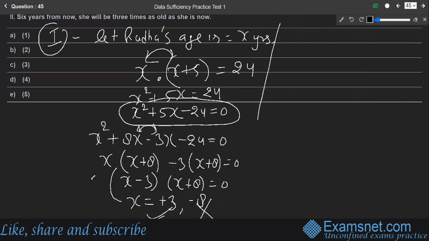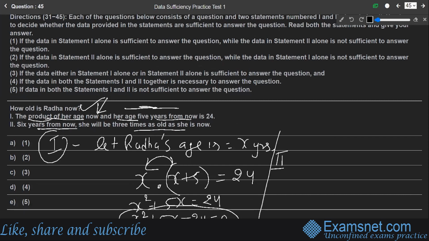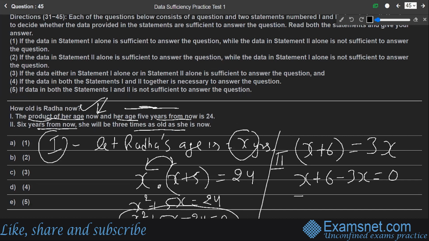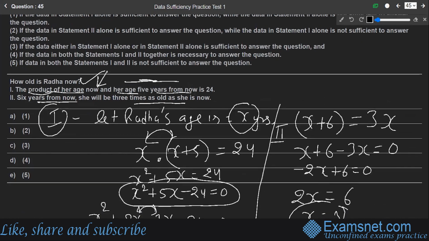Now let us check statement number 2. Statement number 2 says 6 years from now she will be 3 times as old as she is now. So 6 years from now, what will be her age? Present age is x, so 6 years from now her age will be x plus 6. They say she will be 3 times as old as she is now, so x plus 6 is equal to 3 times x. If we frame an equation out of this, that gives us x plus 6 minus 3x is equal to 0, which gives us minus 2x plus 6 is equal to 0. Further this gives 2x is equal to 6, which gives x equal to again 3.